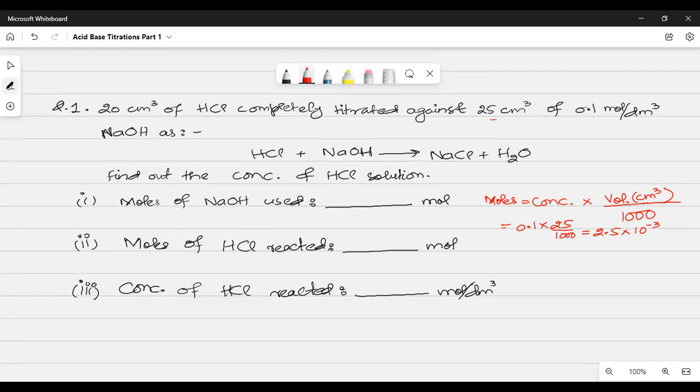Minus 3. Right. Yes, sir, it's final, minus 3. 2.5 multiplied with 10 to the power minus 3. Great. It's 2.5 into 10 raised to the power minus 3.